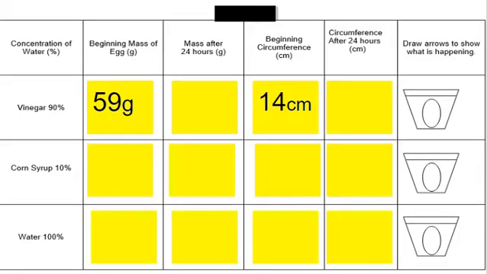All right, guys, so the mass after 24 hours is going in right here, right? So after the egg's been in there for 24 hours, taking the mass, putting in 75 grams again, and let's make that bigger.